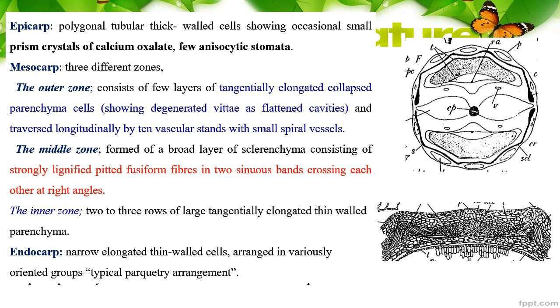First, the outer zone consists of tangentially elongated collapsed parenchyma cells with degenerated or reduced vittae cavity, traversed by longitudinally thin vascular bundles with a small spiral vessel. Thin vascular bundle under each primary ridge. We have 10 primary ridges, so we have 10 vascular bundles.